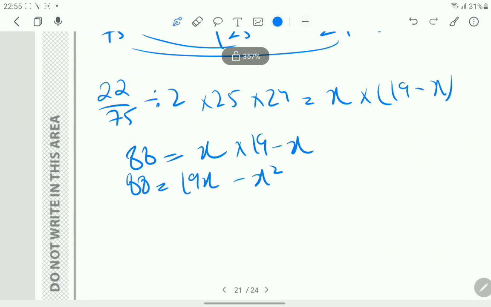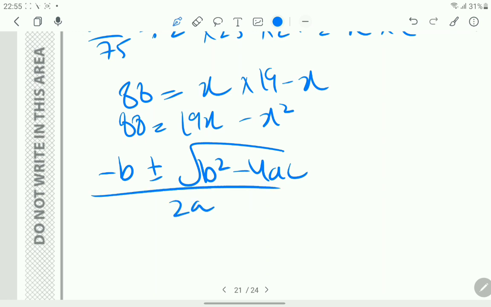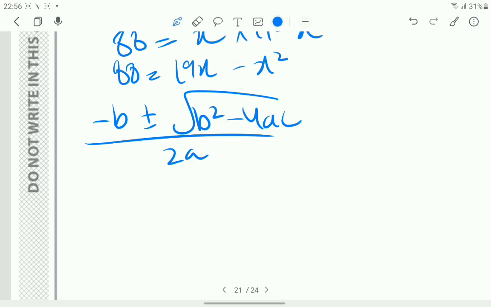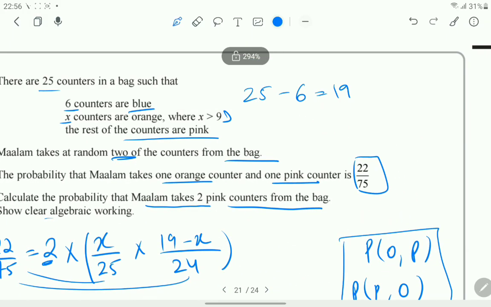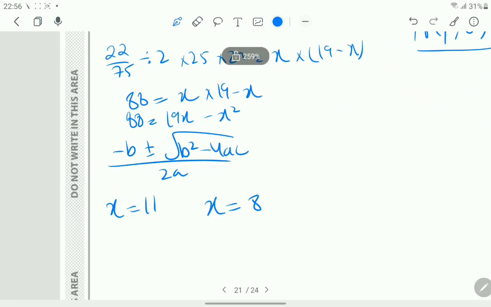This gives us a quadratic equation. You can solve it with the quadratic formula in your exam. For obvious reasons, I'm using a calculator, but you have to show workings in your exam because the examiner needs to know that you know how to solve quadratic equations. So x is either equal to 11, and the second answer is x equals 8. Now you must be wondering, which one do I choose? Notice that the examiner cleared that doubt: x is greater than 9, so there are 11 orange counters in the bag.